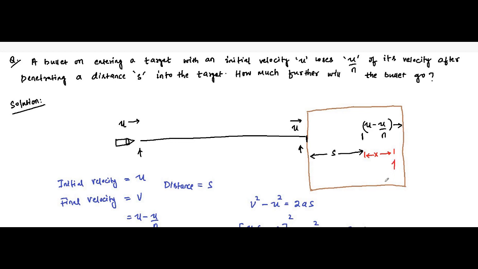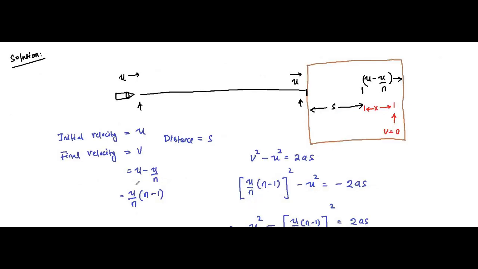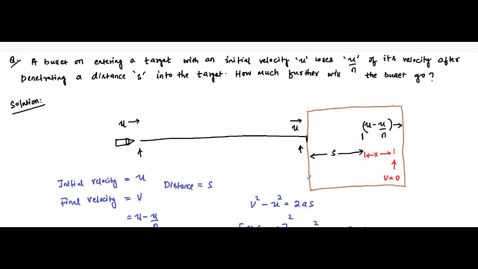So finally comes to rest means the final velocity is equal to 0. Here at this point, which was the final velocity in the previous case, that is u minus u by n into n minus 1, which was previously the final velocity for this journey. The initial velocity for this distance x is u minus u by n, that is the new initial velocity.